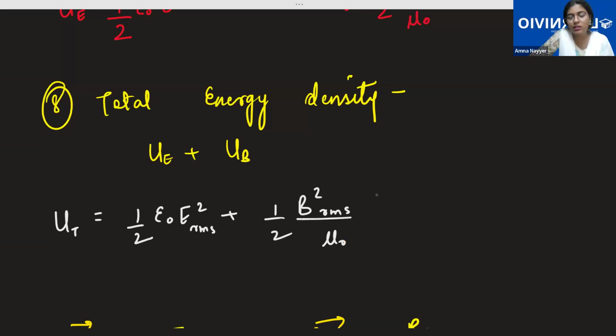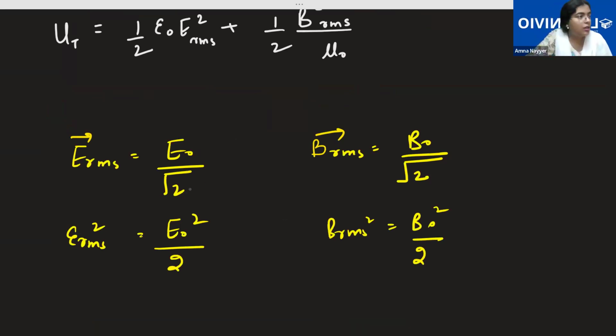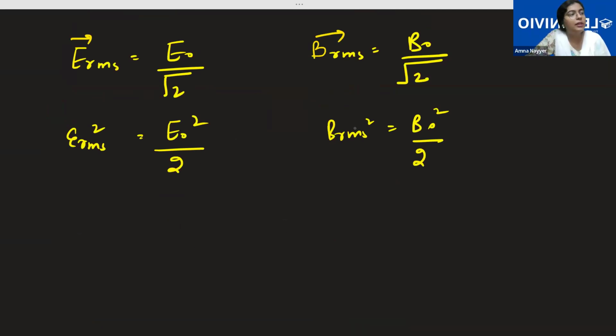This is also the RMS value actually. So what if the peak value is given to you in the question? The same formula will be used, the way we have studied already in the alternating current chapter. E naught by root 2, B naught by root 2. So E_RMS square will be E naught square by 2, B_RMS square will be B naught square by 2.